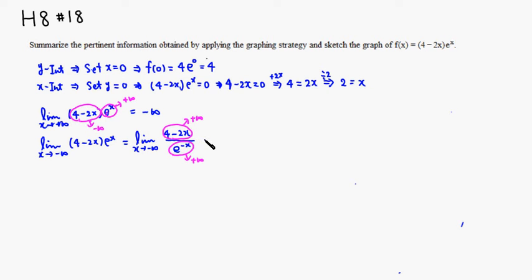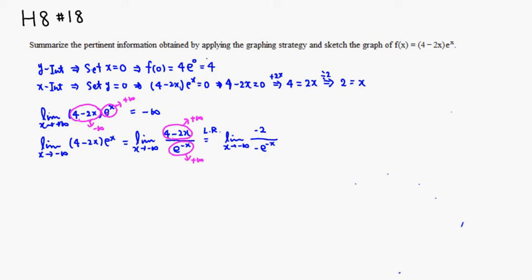Then you can see that we can apply L'Hopital's rule since you have an infinity over infinity. So, L'Hopital's rule. In the limit as x approaches negative infinity, we can take the derivative of the top, which is negative 2, and the derivative of the bottom, which is negative e to the negative x because of the chain rule. So you have e to the negative x times the derivative of negative x, which would be negative 1.